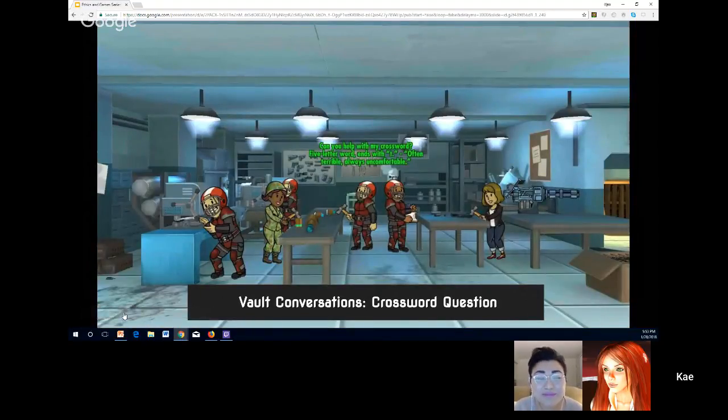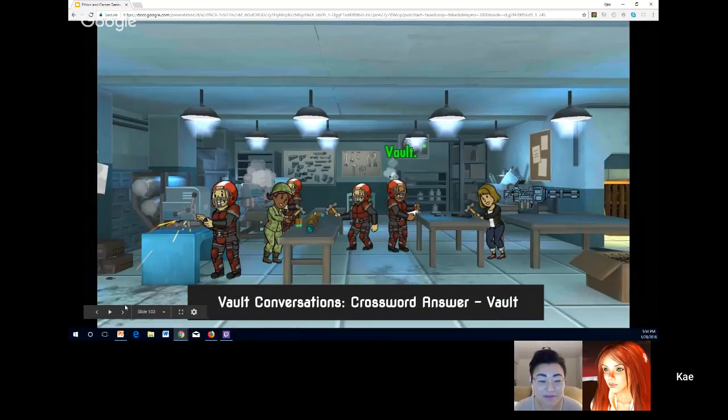Crossword question. Can you help with my crossword? 5-letter words that ends with T. Often terrible, always uncomfortable. So you can go next, and the answer is right there. The answer is vault.